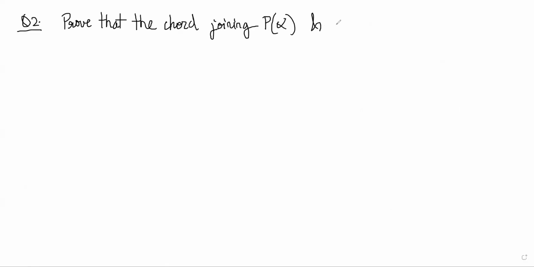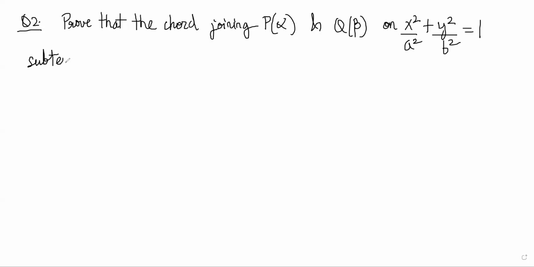Second problem is prove that the chord joining points P alpha and Q beta on x square by a square plus y square by b square equals 1 subtends a right angle at the vertex A.